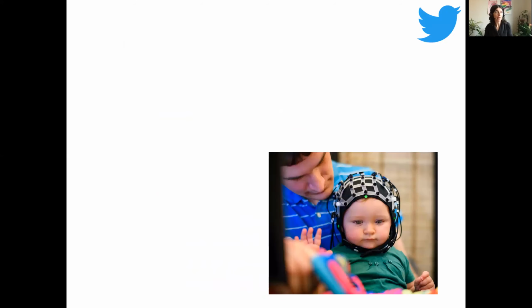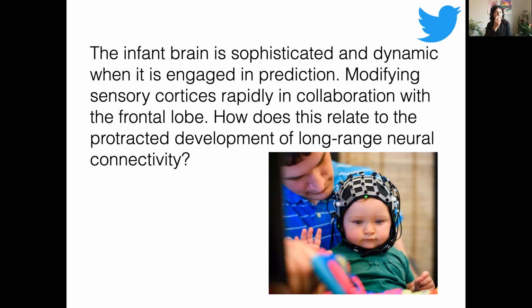So I'll sum up quickly with a talk tweet. This is a technique I've been using just to try to keep my summary very short. And here's my tweet. The infant brain is sophisticated and dynamic when it is engaged in prediction. It's modifying perceptual cortices rapidly and in collaboration with the frontal lobe. How does this relate to the protracted development of long-range neural connectivity?